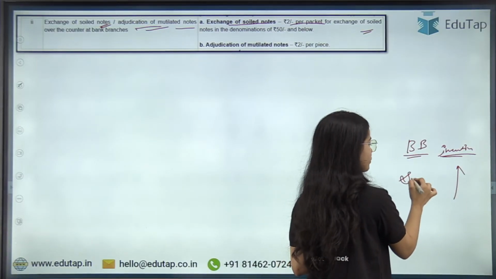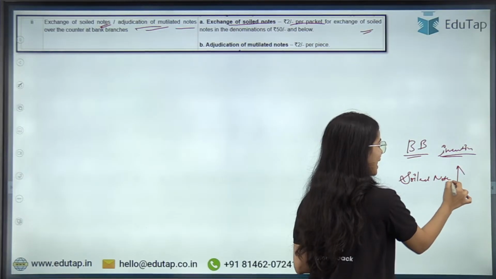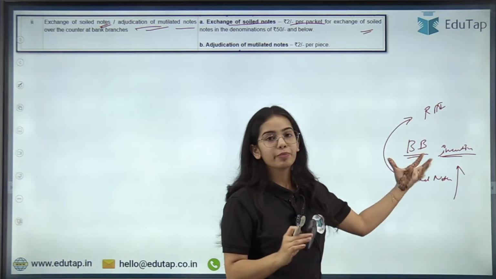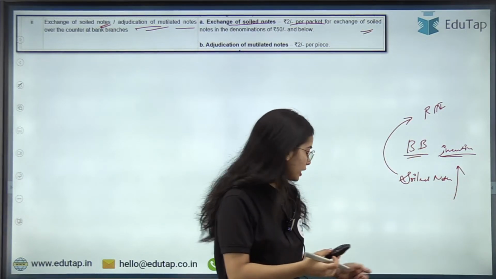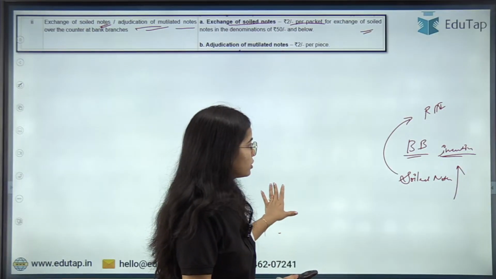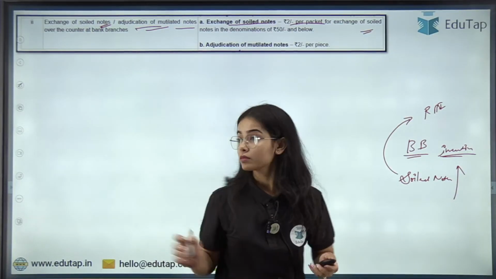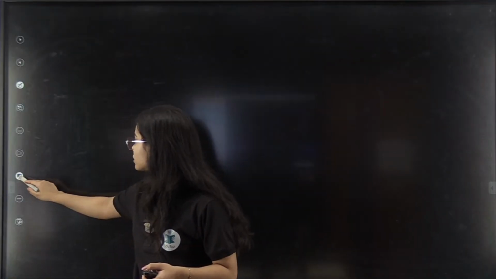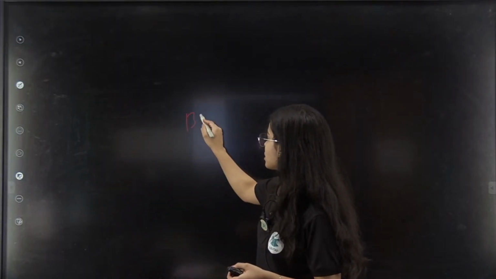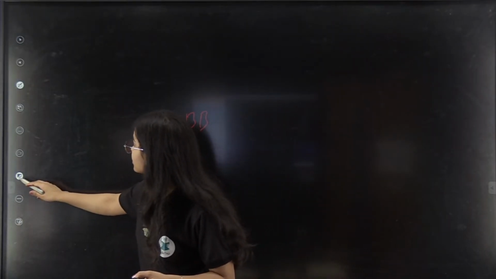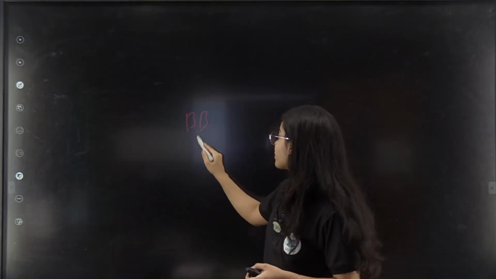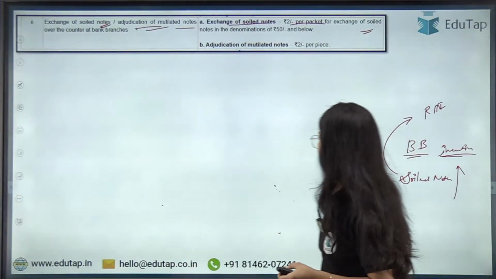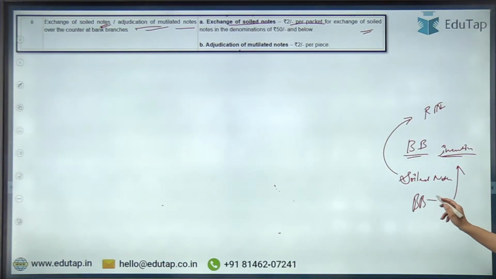They will get the incentive to collect the soiled notes that they are transferring to the Reserve Bank of India. So basically bank branches do not do it single-handedly. See the bank branches, they are connected with the currency chest.